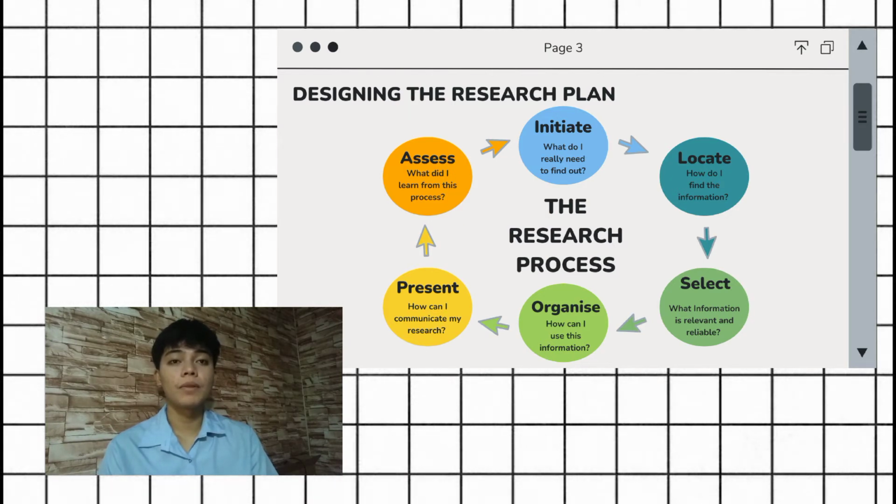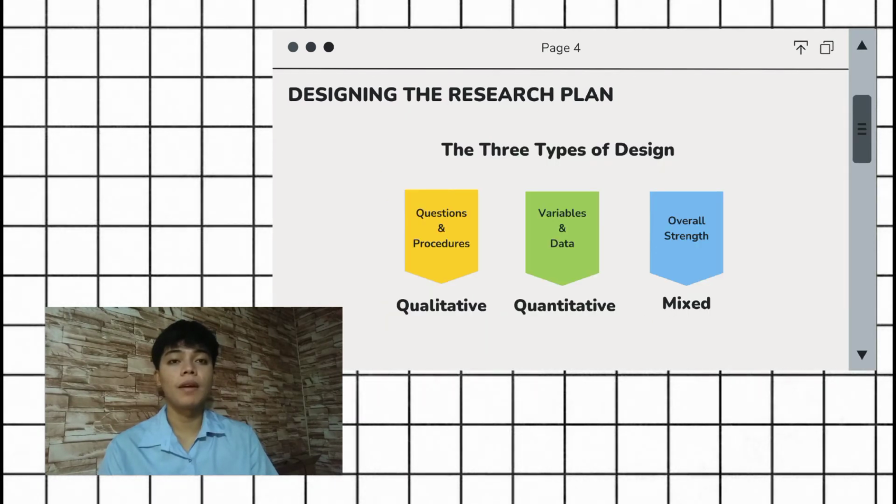There are 3 types of design: qualitative, quantitative, and mixed. As you can see, under the qualitative, there are questions and procedures. In designing the qualitative research questions, first, it should be a single sentence. Second, include the purpose of the study. Then, include the central phenomenon. Use qualitative words, for example, explore, understand, discover. Next, note the participants, and last, state the research sites.